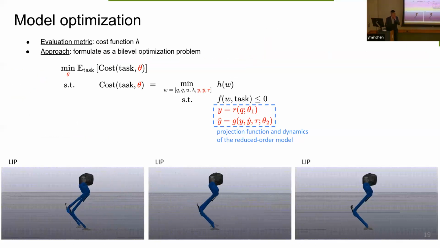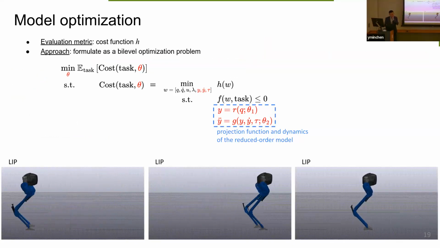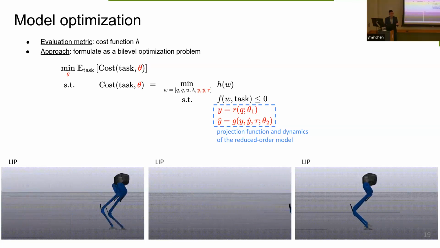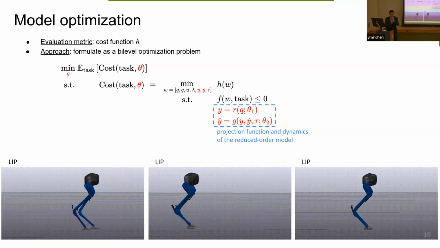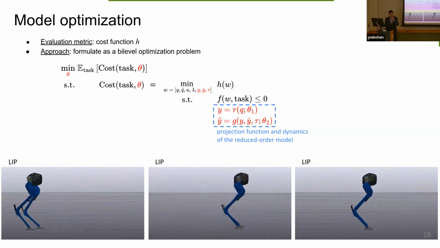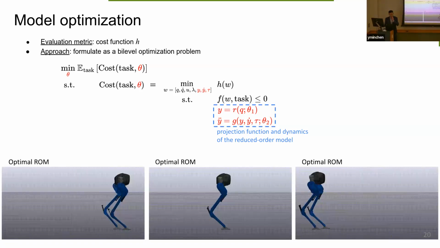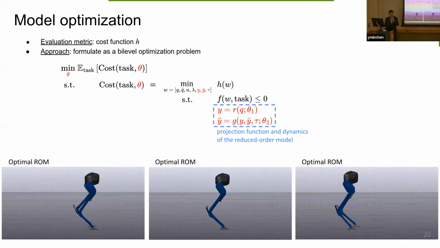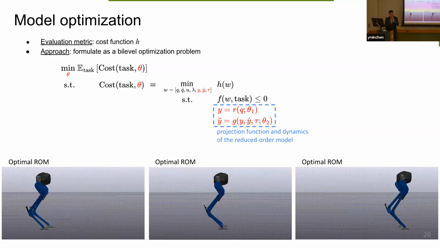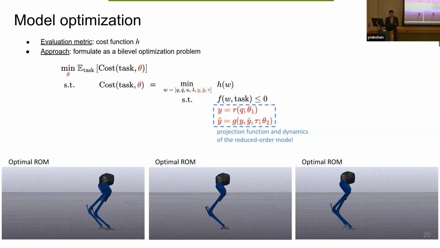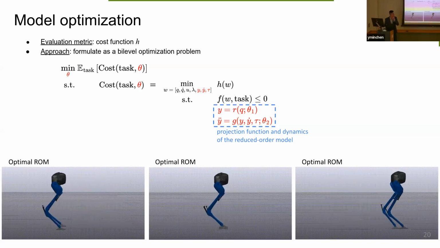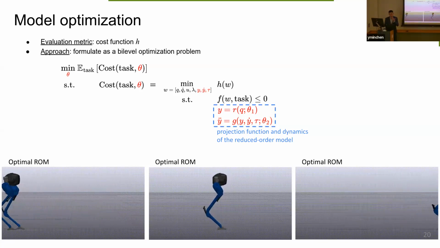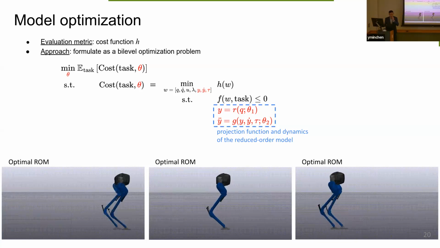All right. So we initialize this to LIP. This is the motion. We can see the pelvis height is fixed. It's the center of mass, but the pelvis is a pretty good approximation for the center of mass. And after we optimize the model, we can see the pelvis can move a little bit more, and the center of mass can move a little bit more.